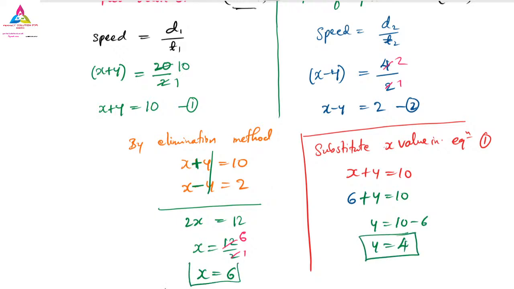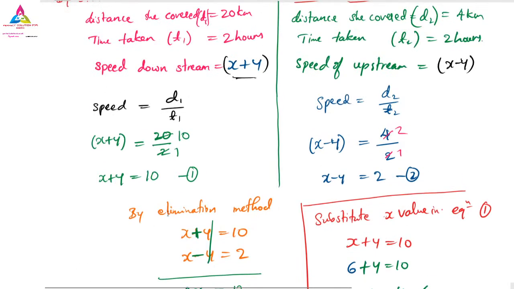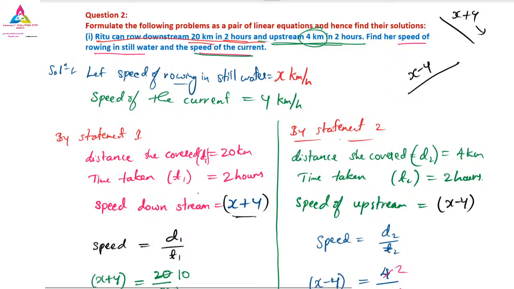But lastly, the concluding statement is very important. So what is that concluding statement? Here we have what are x and y. x we have taken as the speed of rowing in still water, and the speed of the current we have taken as y. Let us write down that final answer.